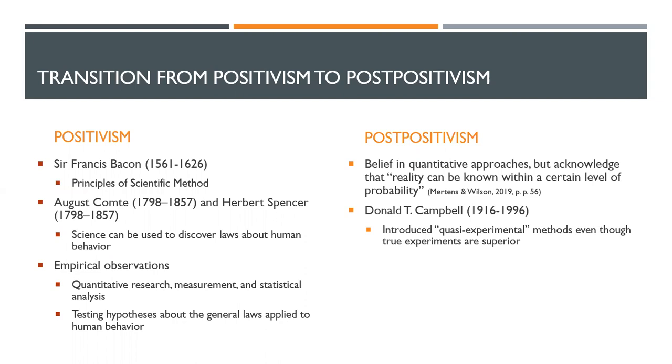During the 19th century, his mentee, French philosopher Auguste Comte, popularized positivism with his 6-volume publication on the topic. Comte and Herbert Spencer also contributed to the idea that science can be used to discover laws about human behavior, which can be done through empirical observations. As a result, there is an emphasis on quantitative research, measurement, statistical analysis, as well as testing hypotheses about the general laws. Donald Campbell ushered in what we now know as post-positivism.